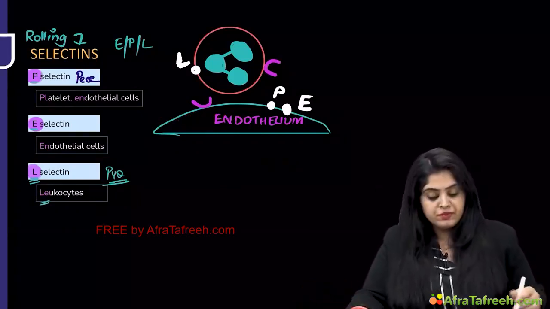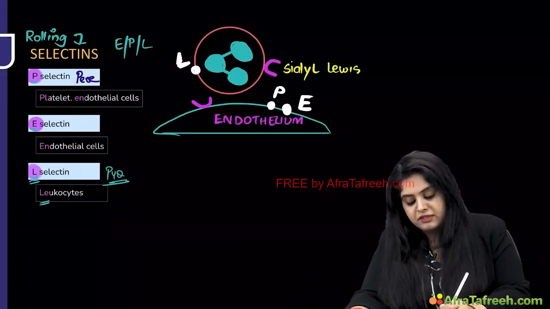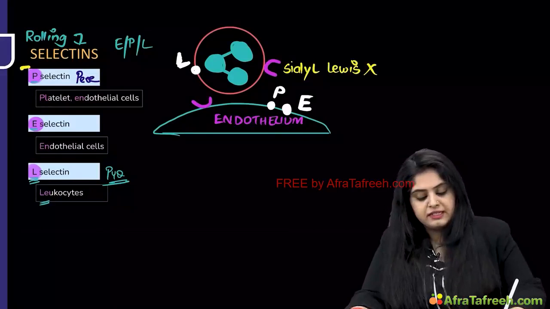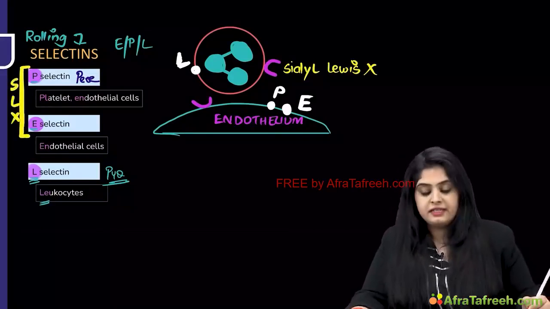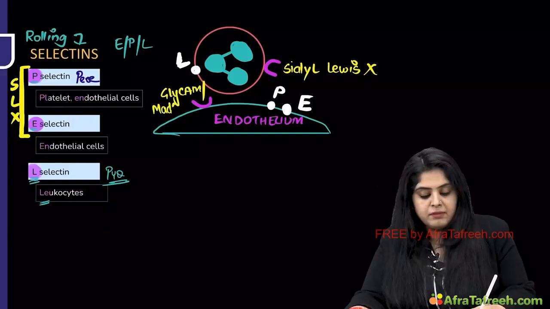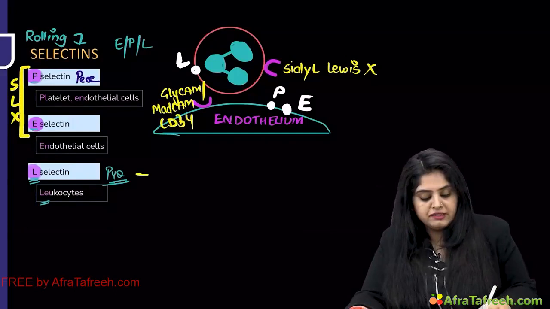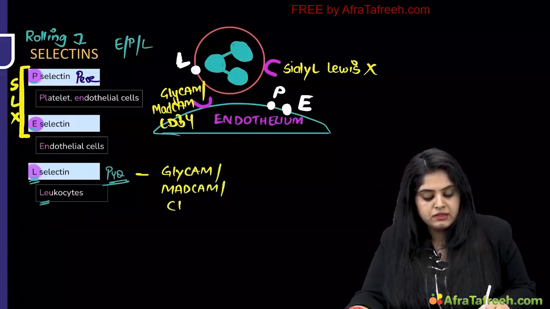What do they bind to? The P and the E selectin, they bind to sialyl Lewis X that is present. The P and the E selectin, they are going to bind to sialyl Lewis X. Whereas the L-selectin binds to something known as glycam or madcam or CD34, whatever you want to call them, all of them are the same. So L-selectin binds to glycam or madcam or CD34.